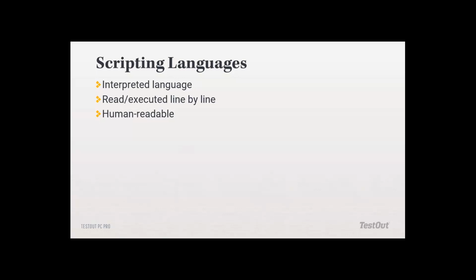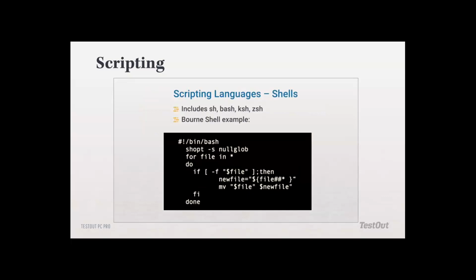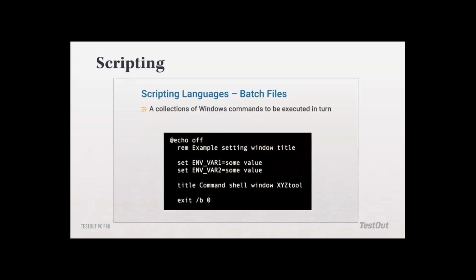So, we understood what a script is. Some scripting languages are Python. Python is a high-level, general-purpose language which has human readable code. It is frequently used with large data sets and it is extensible. This is an example of Python code. The next scripting language is shells. It includes SH, Bash, KSH, and ZSH. And this is just an example of the shell scripting language.